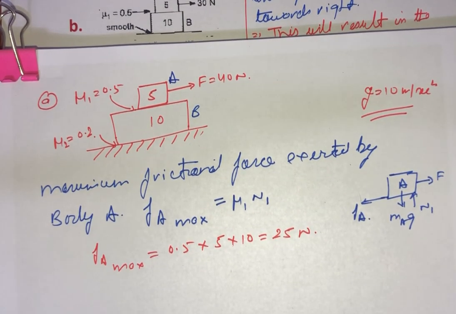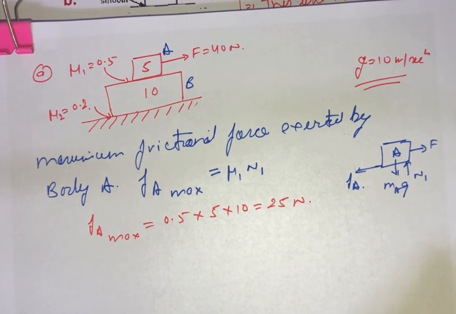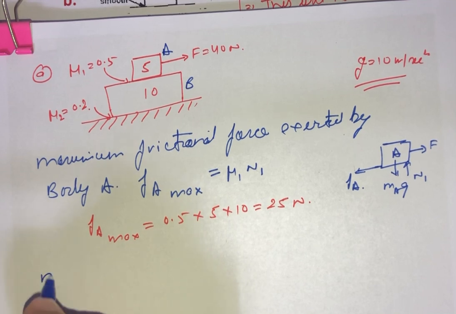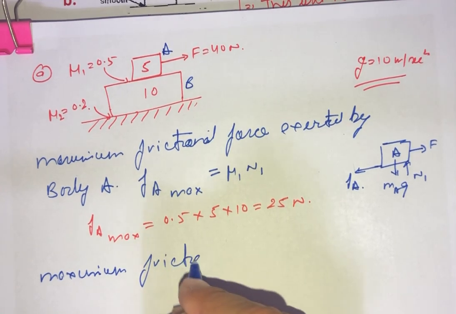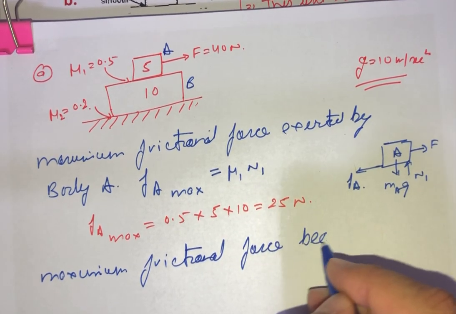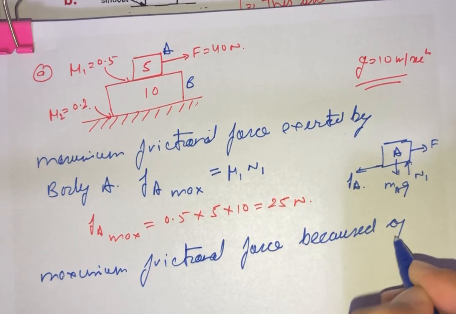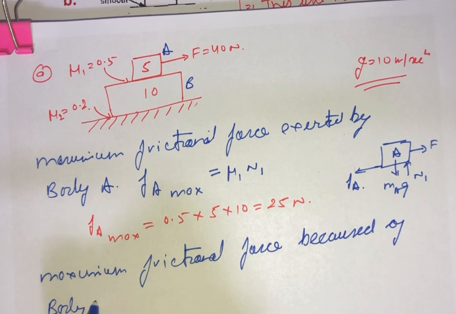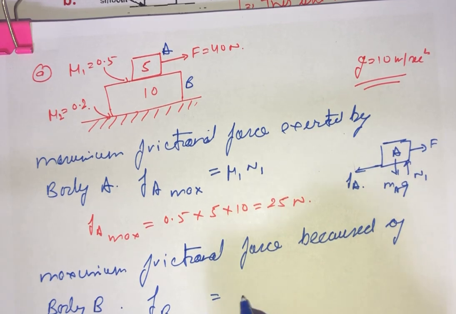Similarly, we find out what will be the frictional force exerted by the body B. Maximum frictional force because of body B, let us call it FB max, and that will be mu2 into N2.